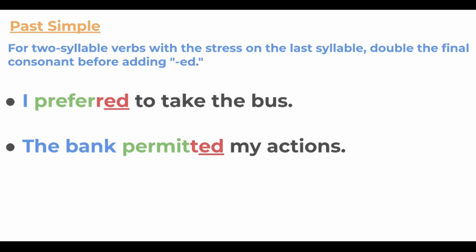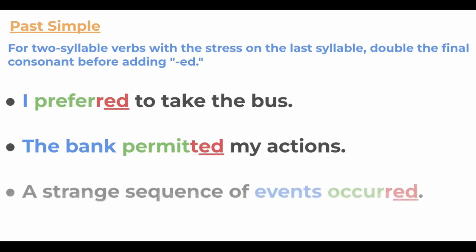The bank permitted my actions. So it's quite subtle, but you can hear the emphasis on the end of the word, or the base form of the word, preferred, permitted. So we double that consonant and then add the -ed. A strange sequence of events occurred. Again, that emphasis is on the second syllable with the R, so we double the R and add the -ed.